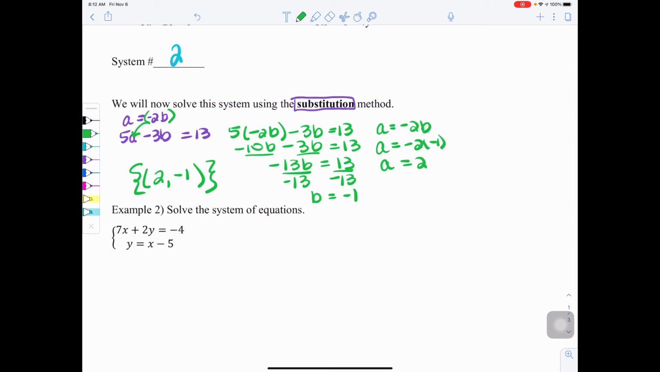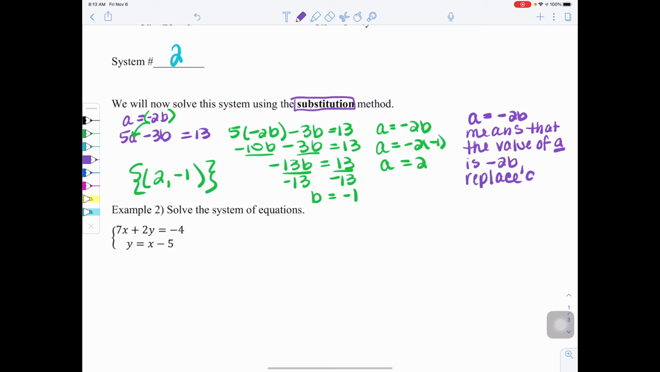If you are going to check this, remember you have to check it in both equations, and it must check in both. On the side, I would like to write down just a little reminder of what we did. When we had a equals negative 2b, this means that the value of a is negative 2b. And so that means you replace a, our variable, with negative 2b. I do think it helps to put the parentheses around that value and draw the arrow to the other spot just so you understand what you're doing. But of course, it's not mandatory.